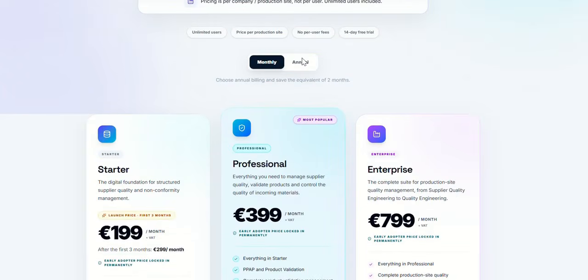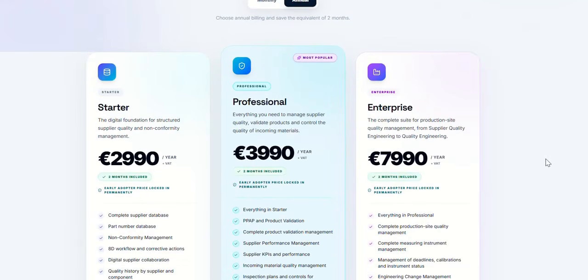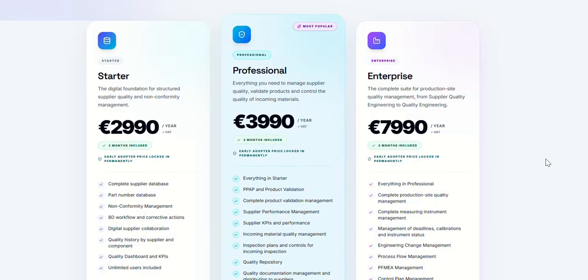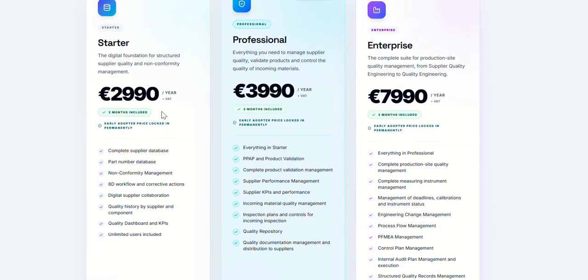An offer to consider is the annual version. So with the annual offer, a payment is for 10 months instead of 12. So for 2,990 euros plus VAT, you can get the starter version, the professional for 3,990, and the enterprise for 7,990 euros plus VAT.